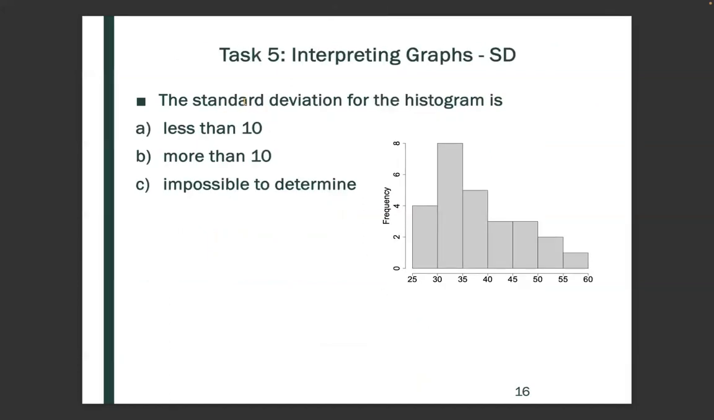Okay. Task 5: the standard deviation for this histogram is less than 10, more than 10, or impossible to determine. A rule of thumb to estimate the standard deviation is to take the range and divide it by 4. The range again is the maximum minus the minimum. The max is 60, the minimum is 25, so that's 35, and we're going to divide that by 4 to estimate the standard deviation. So 35 divided by 4 is 8.75, which is less than 10.